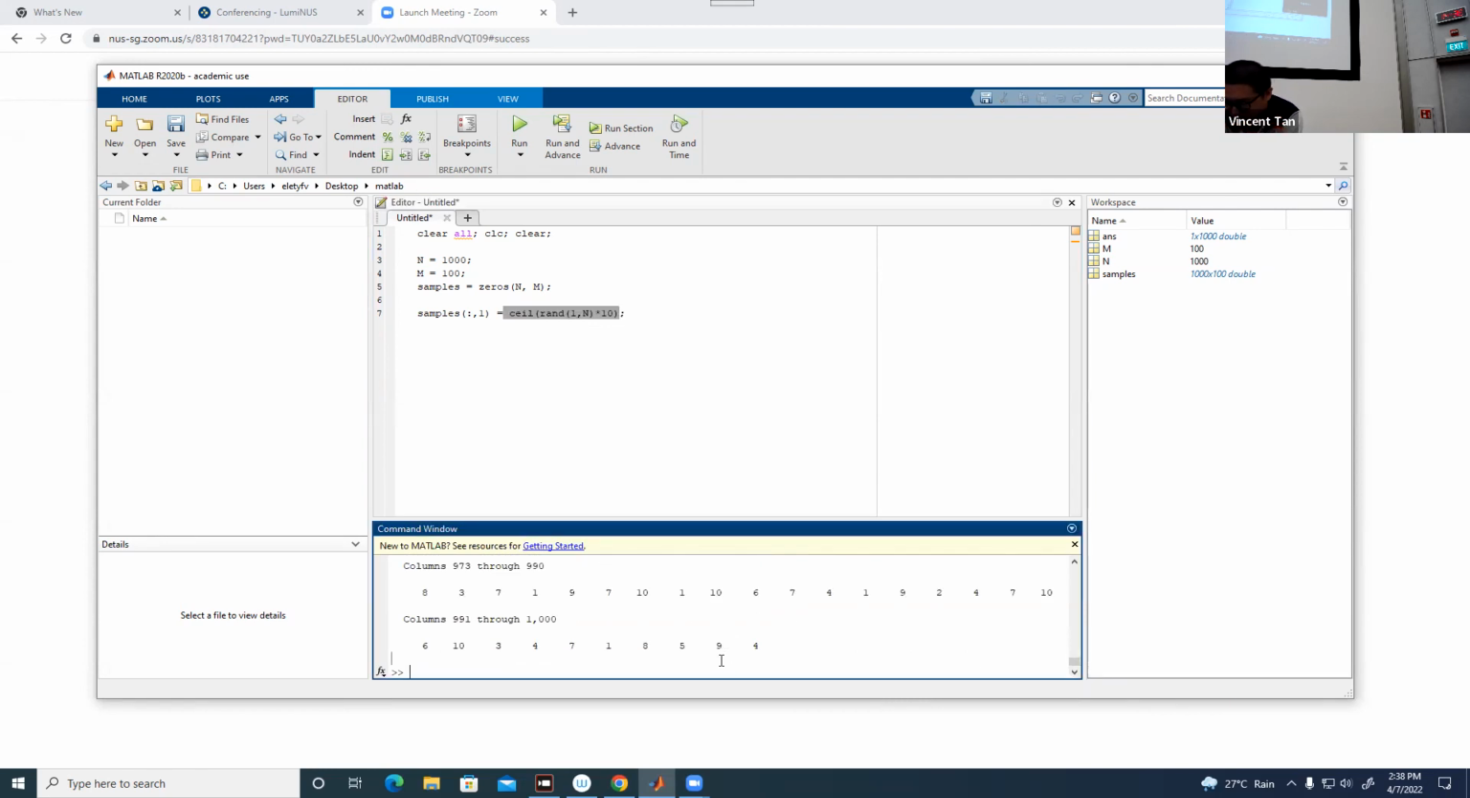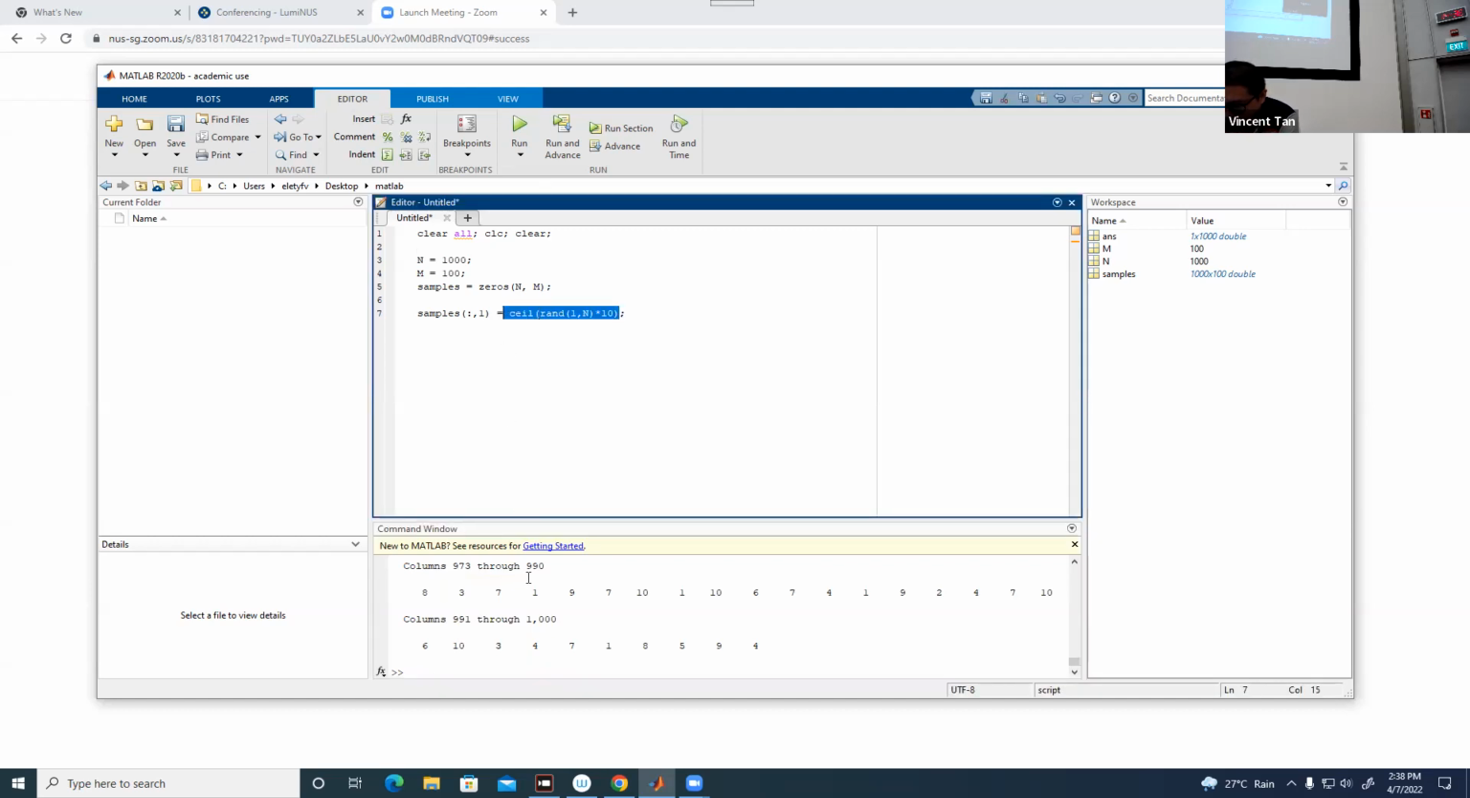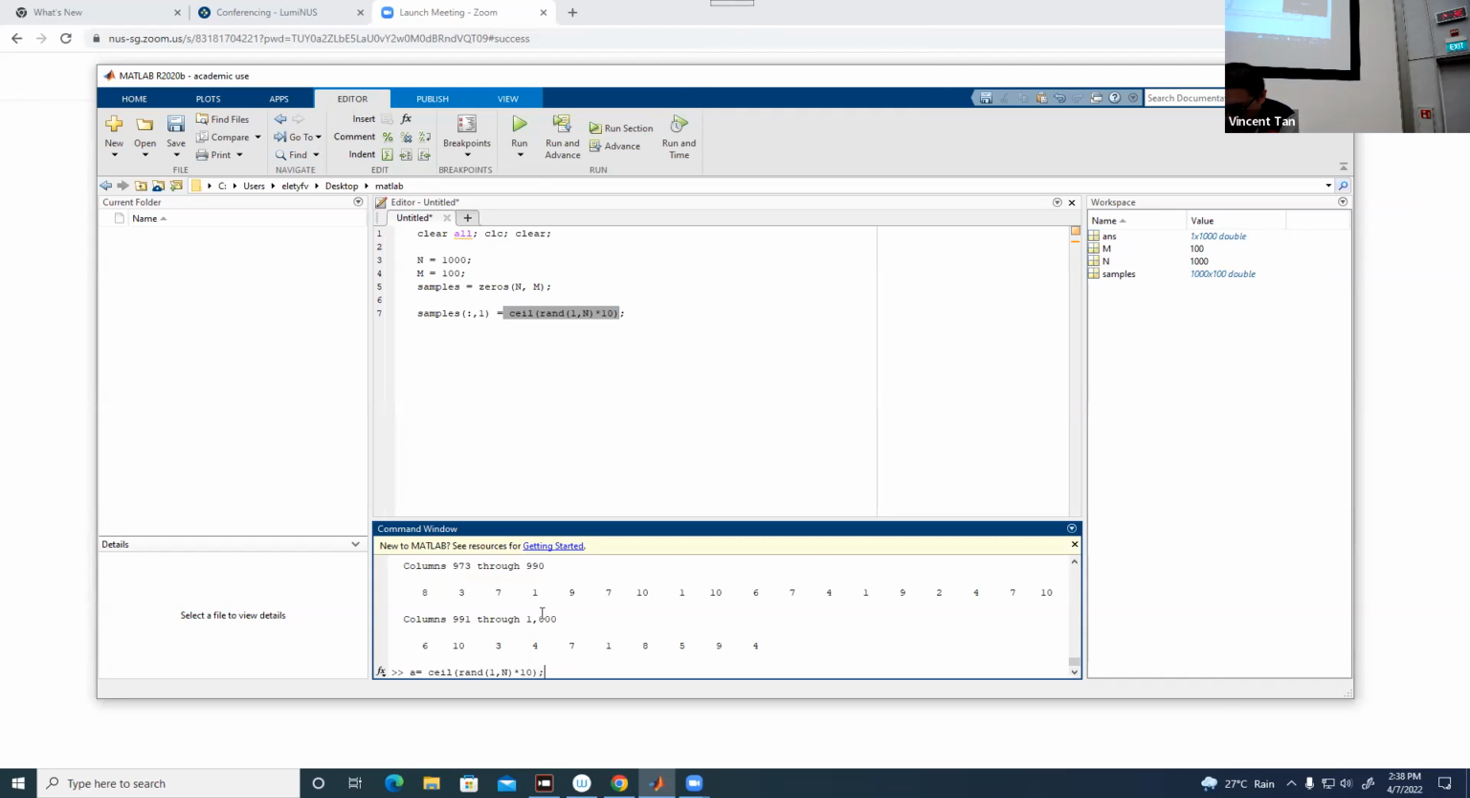So I have 1000 numbers from 1 to 10. How many ones do I have? How do I calculate the number of ones? Let me call this vector A. So A is this. How many ones do I have? Sum of A equal to 1. I have 85 ones out of 1000. How many 2s do I have? This number. How many 3s? This number. 4? And how many 10s do I have? So as you can see, they are pretty uniformly distributed, as it should be.